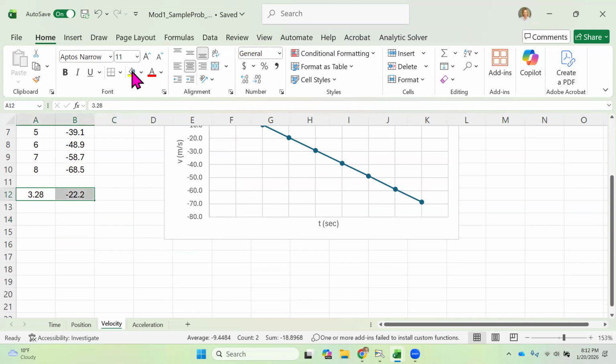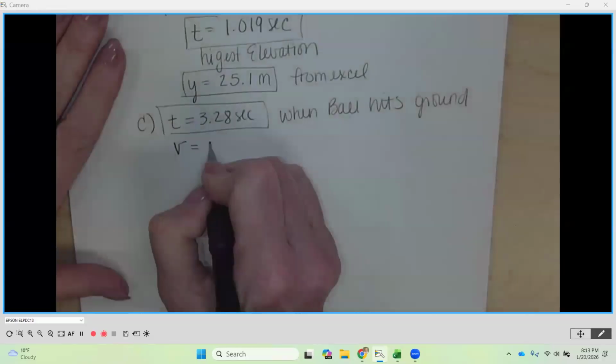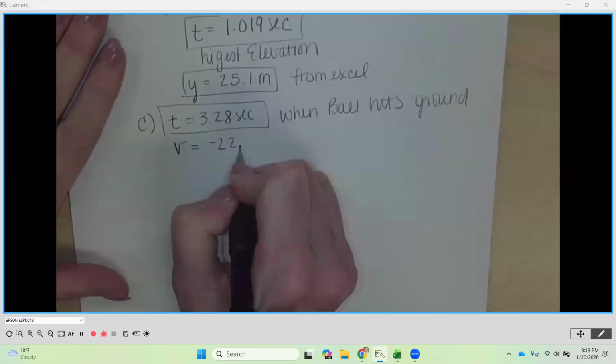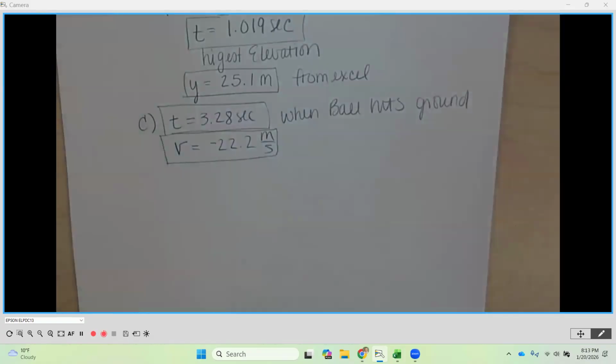And I'm just going to highlight that. All right. You guys get that same number? And now I'm going to go back over here, and I'm going to say my velocity is equal to a negative 22.2 meters per second. And that's when the ball hits the ground. Now, negative 22.2. Does that make sense? Does the negative make sense?